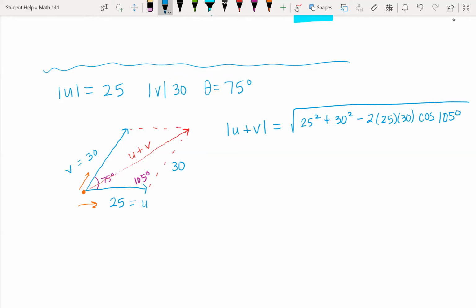Okay, plug that into a calculator to get the length of the vector. And I'm getting that it is approximately 43.7.